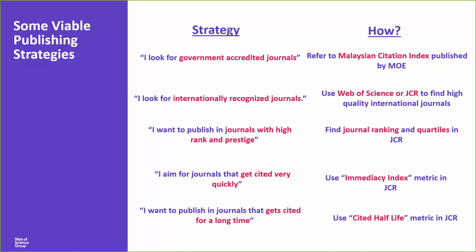And there is a metric within JCR that would help you to identify these sets of journals. And this metric is called the cited half-life. The cited half-life is usually measured in terms of number of years. Okay, and I will show you the details later. So on the screen now, you have the full 5 strategies that I like to share with you so that you can easily identify the journals to publish in. Okay.